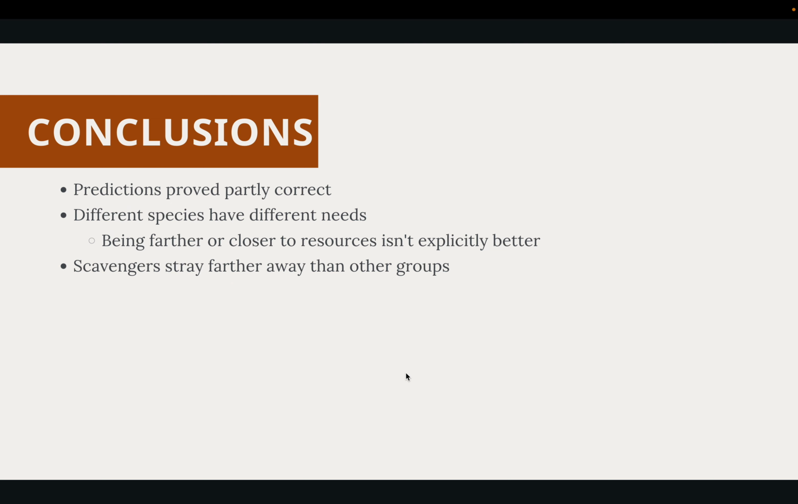In conclusion, the initial predictions made were only partially correct. The herbivores and predators followed this trend, but the scavengers did not. This information is used to come to the conclusion that every species' needs are different, and some don't prefer or need to be super close to the water. But this does not make one species right or wrong in terms of which area is best to live.